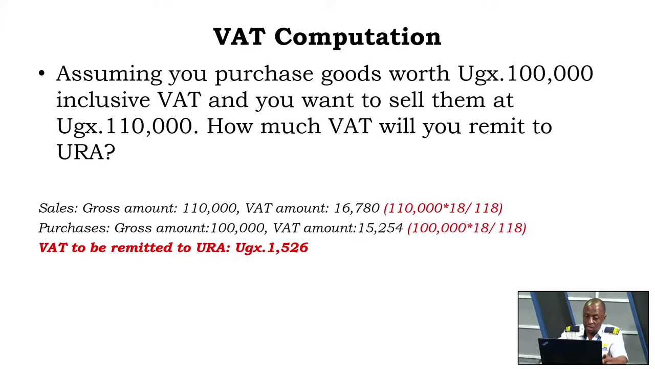So we are going to look at the 100,000 which you used to buy the shoes. It means that you were charged VAT of 15,254 that is included in the 100,000. The person down there, when you're buying the shoes, didn't tell you that the VAT is this. They just told you it's 100,000 and they gave you an IFRS invoice and you came back with it. But that IFRS invoice is showing you that you were charged 15,254 for that purchase of 100,000.